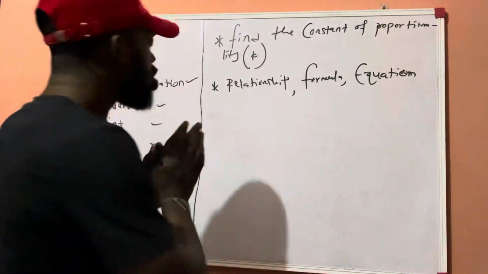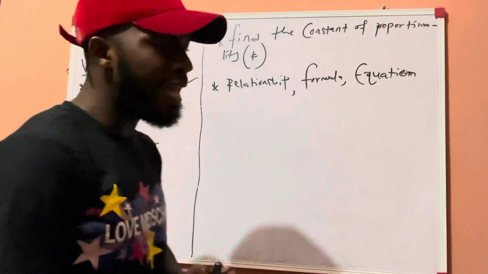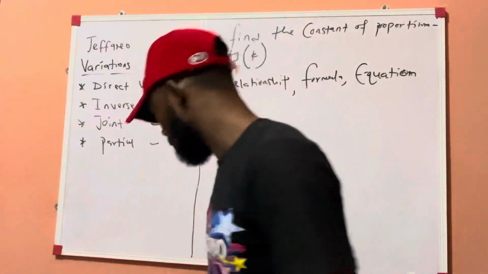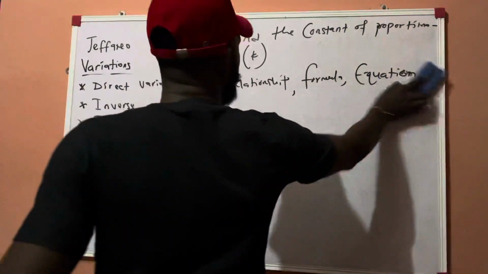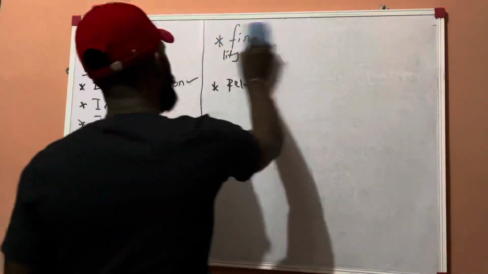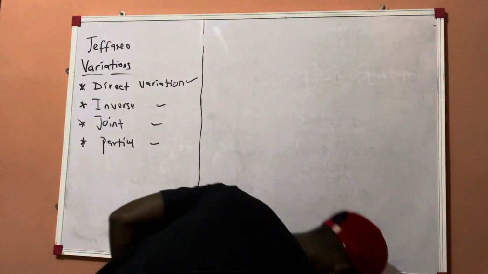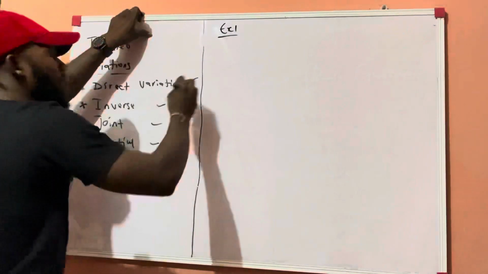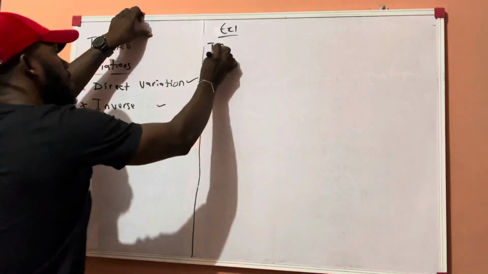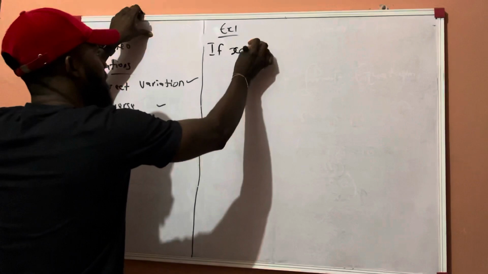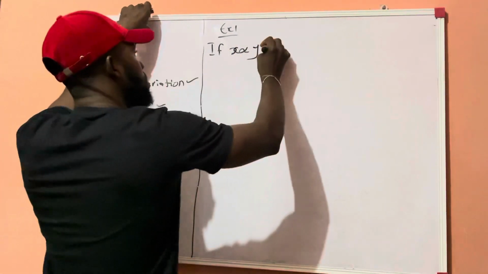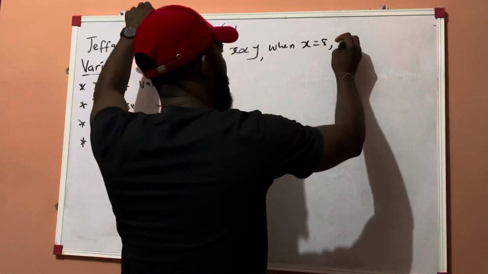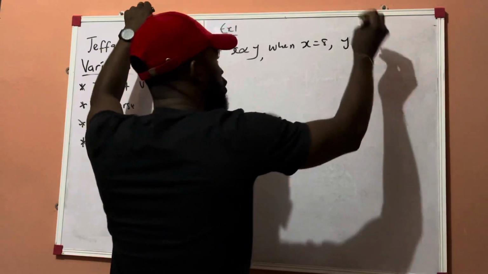Now, we are going to be looking at just 2 examples to explain a direct variation question. Now, let us begin. Example number 1. Example number 1 says, if x varies directly as y, when x equals 8, y equals 4.